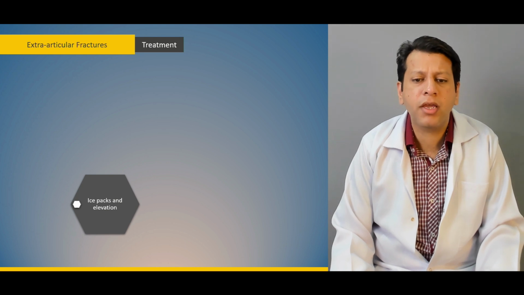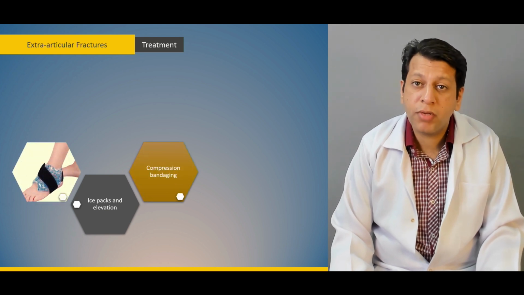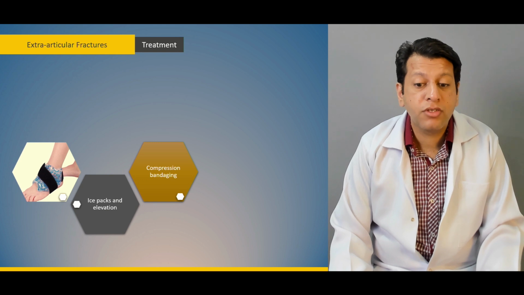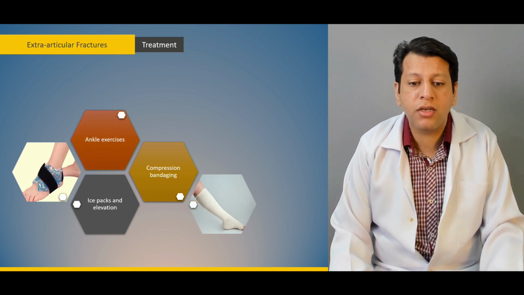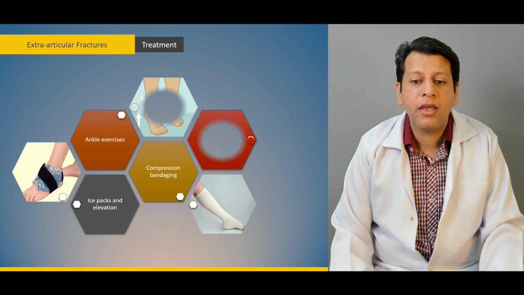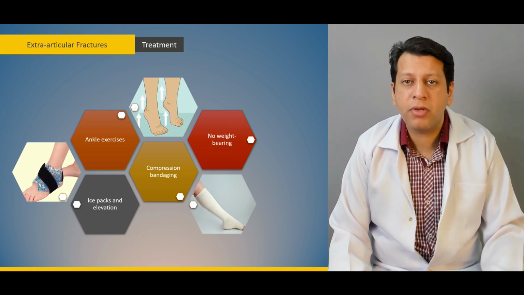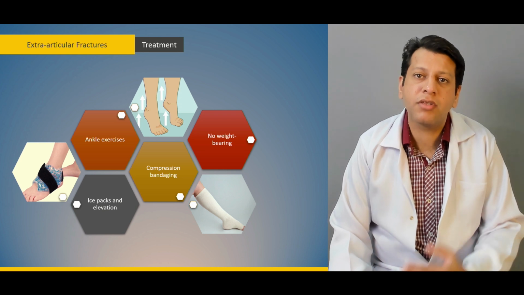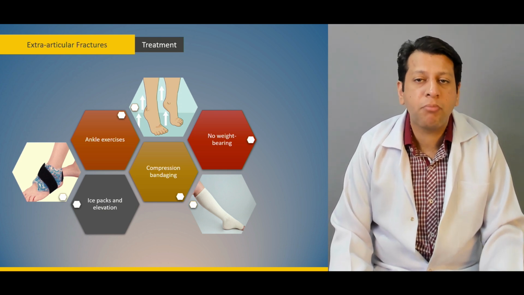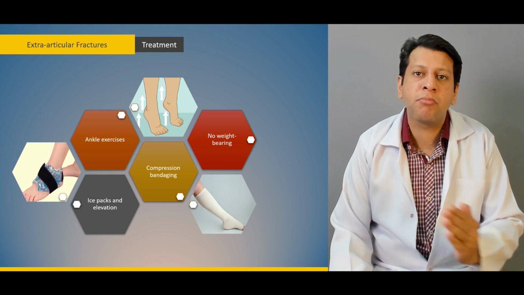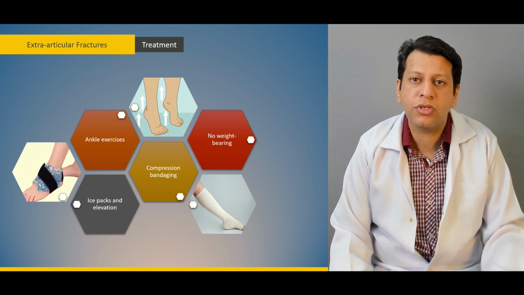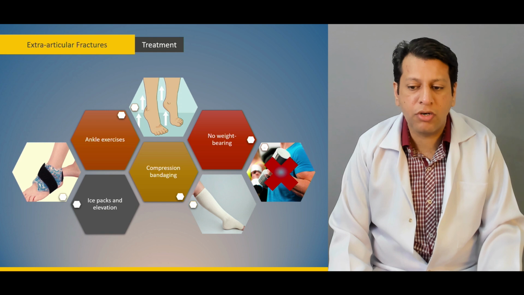That includes an ice pack and elevation to reduce inflammation and pain, a compression bandage so that the swelling decreases, and ankle exercises. We may have to go for a splint for a few weeks and keep the patient non-weight bearing for 6 to 8 weeks, and then eventually start gradual partial weight bearing, then complete weight bearing, and gradually range of motion and strengthening exercises later on.